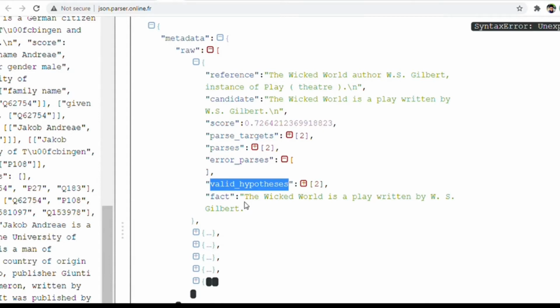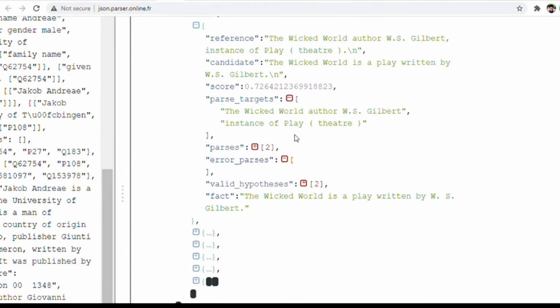The past targets. Now we can see the sentence, "The Wicked World is a play written by W.S. Gilbert." The past targets are the targets which have been filtered out from facts having information. These are the two words that actually contain the information in the sentence.